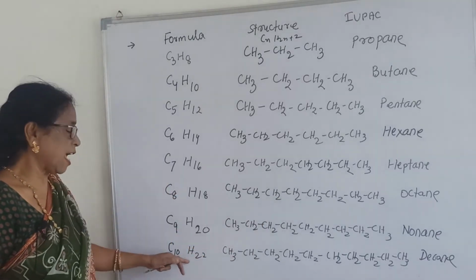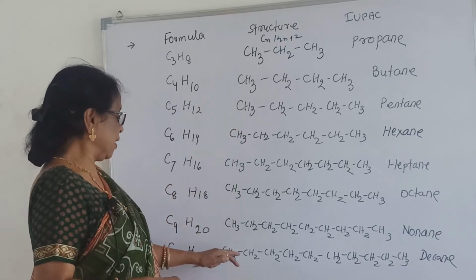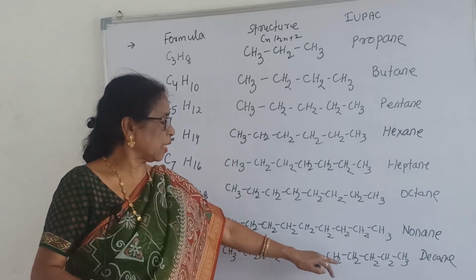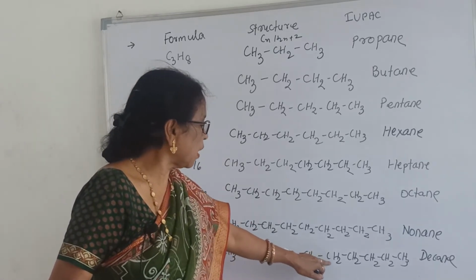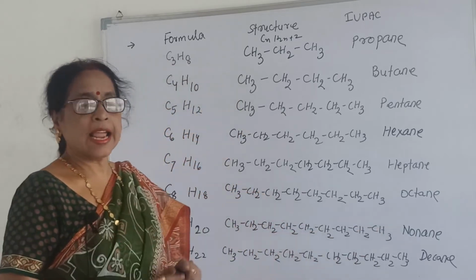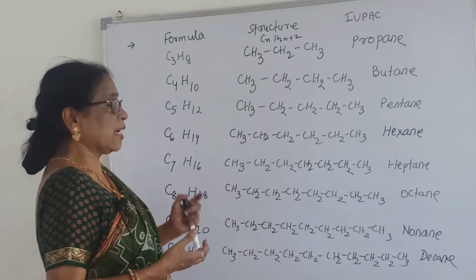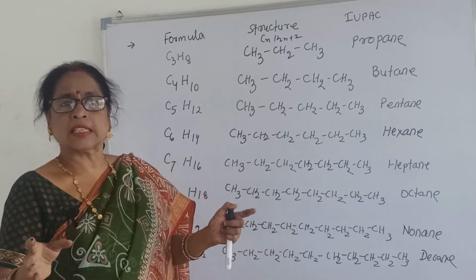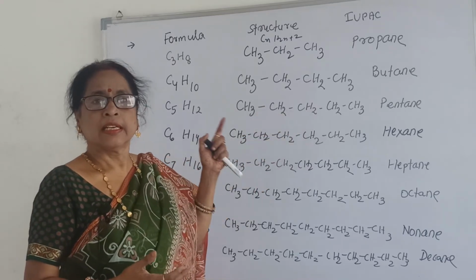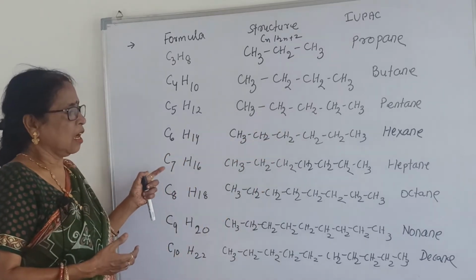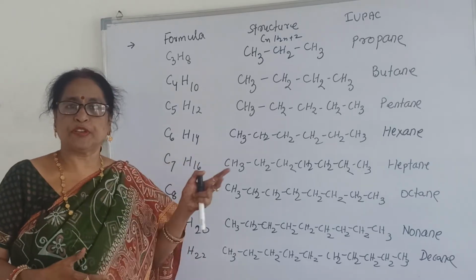Then come to C10H22. Here first CH3, last CH3, and the middle 8 times CH2: 1, 2, 3, 4, 5, 6, 7, 8. Correct. Like this, remember. If pentane is asked, put first CH3, last CH3, and in the middle 3 times CH2: 1, 2, 3. This is the alkane. That means the general formula and structure are clear.